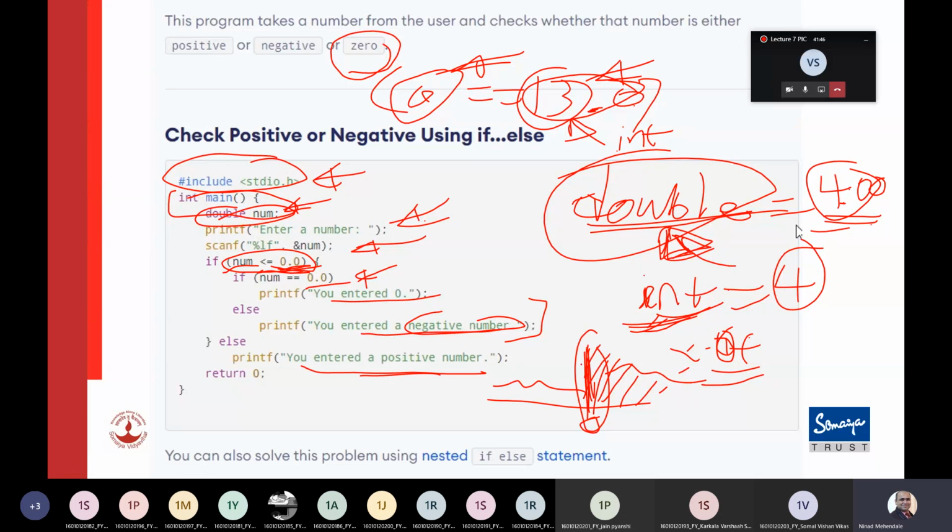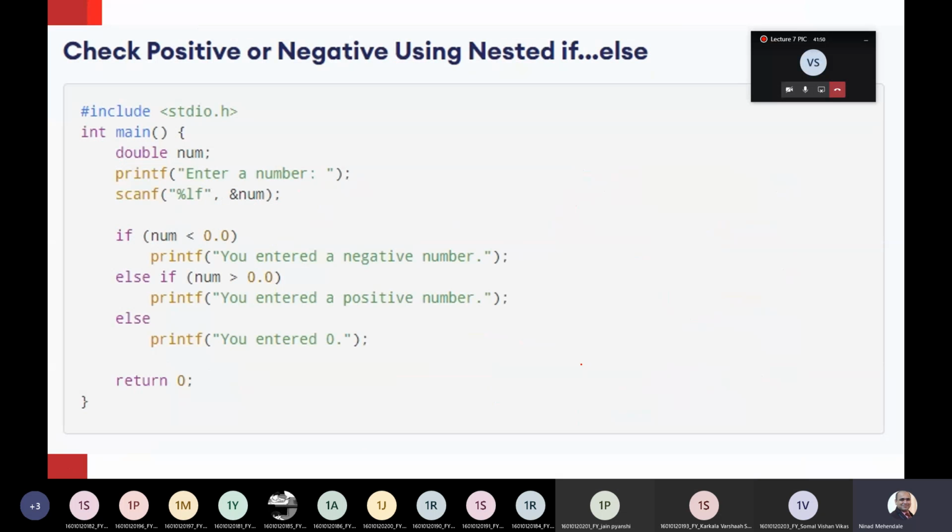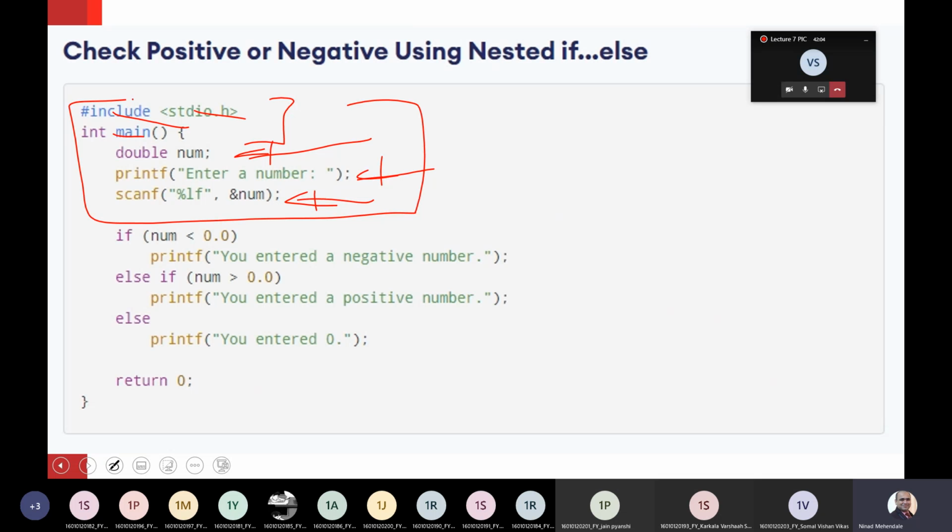Now you can also solve the same problem using nested if else. It looks like this. In this program, we have stdio.h and main, which are the standard declarations, then a double, then enter a number, scanf. I am not explaining this because we have done the same kind of work a lot of times. So only check the logic now.